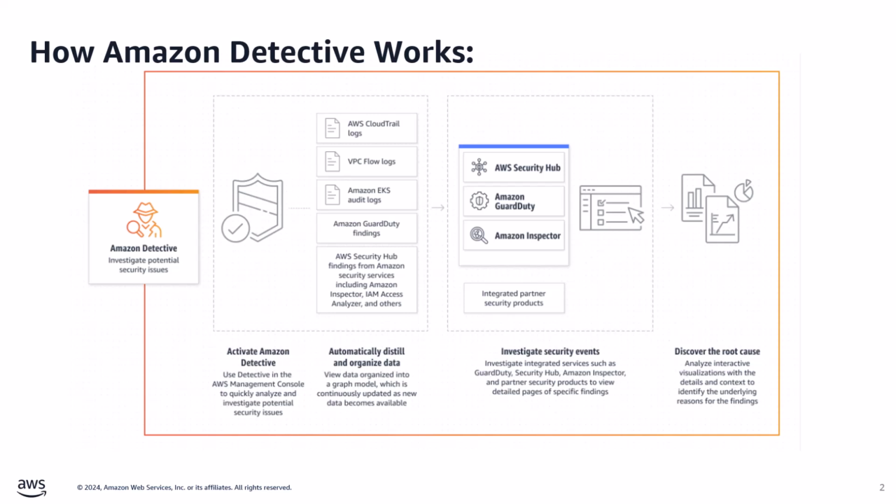Amazon Detective starts by ingesting log sources such as AWS CloudTrail logs, VPC Flow logs, Amazon Elastic Kubernetes, or EKS, logs, Amazon GuardDuty findings, and AWS Security Hub findings. With machine learning, statistical analysis, and graph theory, Amazon Detective uses pre-built data aggregators, summaries, and context alongside visualizations to help you quickly analyze and determine the nature and extent of possible security issues.